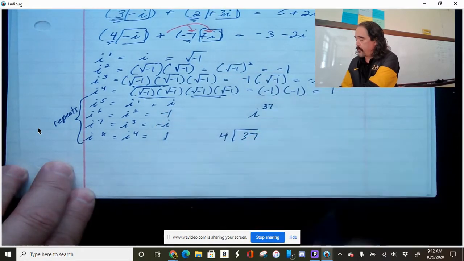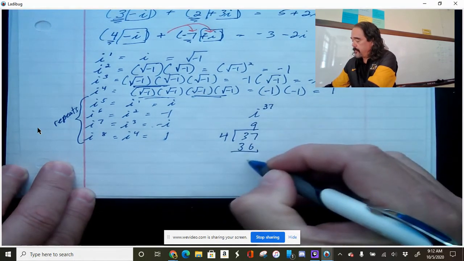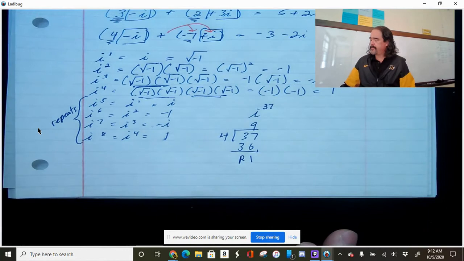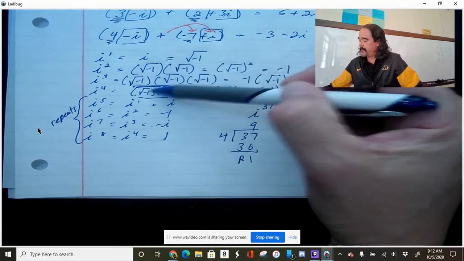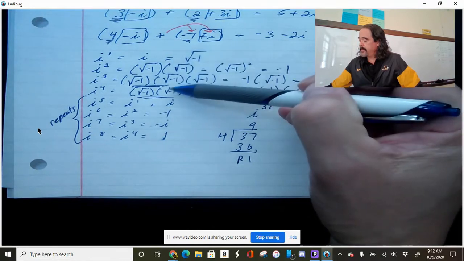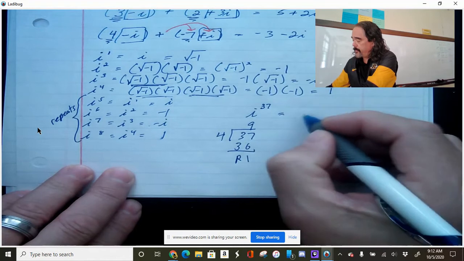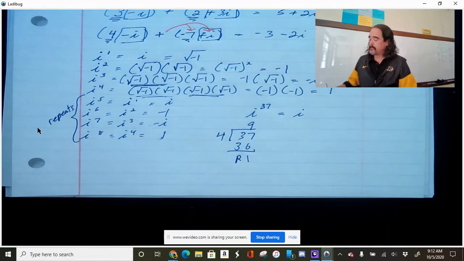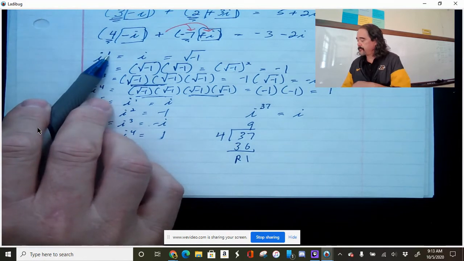So if I divide 4 into 37, I get 9 with a remainder of 1. So I can go through this 9 times, okay? And then it ends up right here. So i to the 37th power is equal to i. So a remainder of 1 represents the first power.